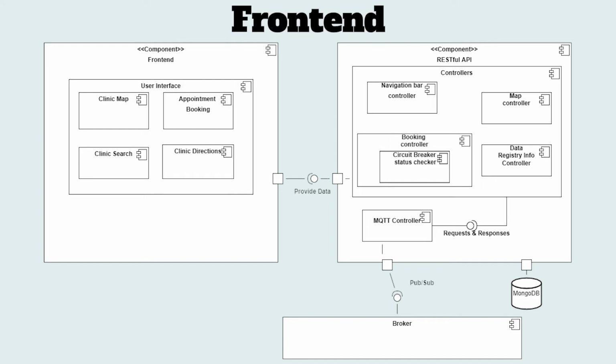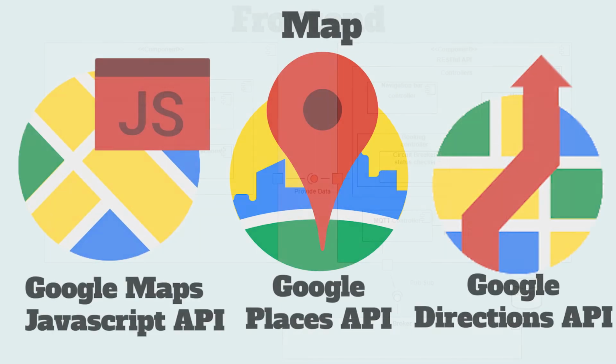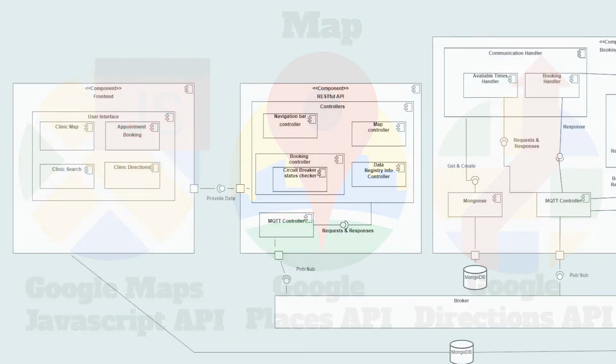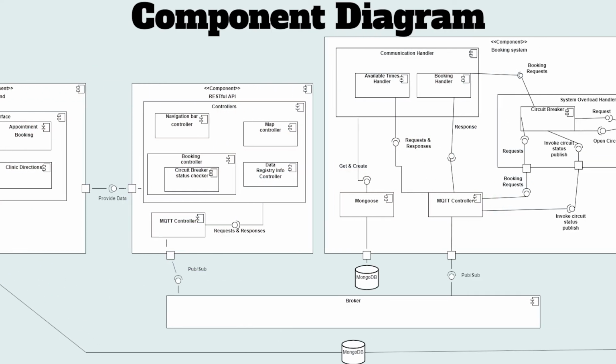The frontend component has 4 main functionalities: a clinic map, a clinic search, a way to get directions to a clinic, and a way to book dentist appointments. The clinic frontend data is retrieved from the clinic registry through a REST API request. Similarly, the booking data is retrieved from the booking component via the REST API. The map instance uses the Google Maps JavaScript API, while the clinic directions use the Google Places and Directions API. Here's the component diagram as a whole.